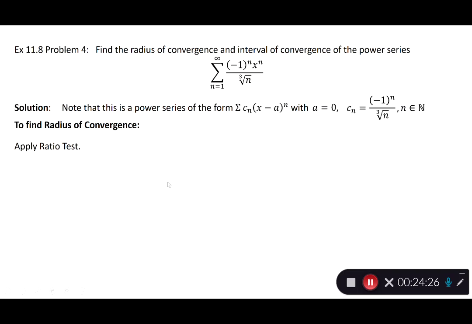For the ratio test, we need to figure out the limit of the absolute value of a sub n plus 1 over a sub n. Right? So let's figure that out. Wait a minute. Since I'm taking absolute value, do I need to worry about that negative 1 to the n? I don't, because the moment you take the absolute value of negative 1 to the n, it just becomes 1. Meaning regardless of what n is, whether it is 0 or odd or even, negative 1 to the n when you take absolute value will always be a positive 1. So we can just pretty much throw that out.